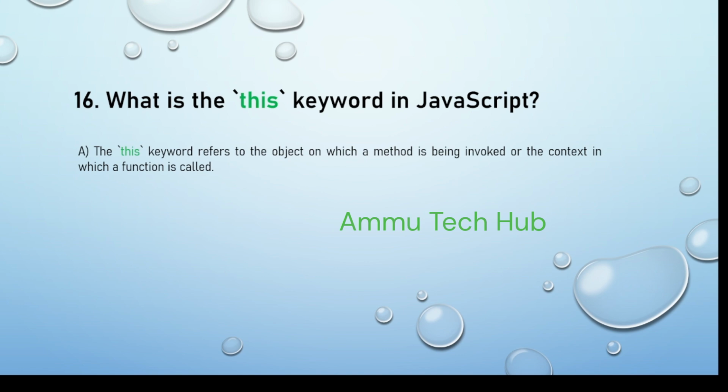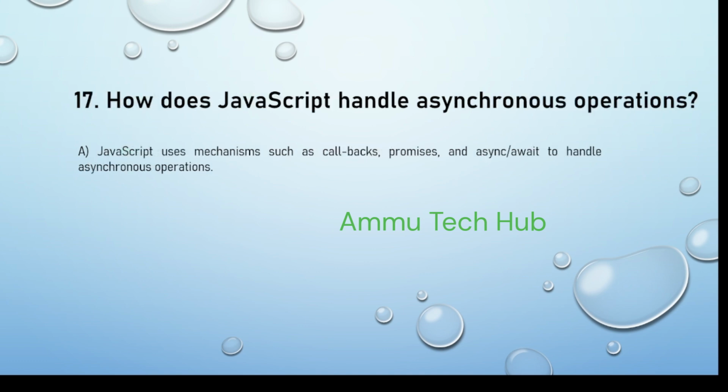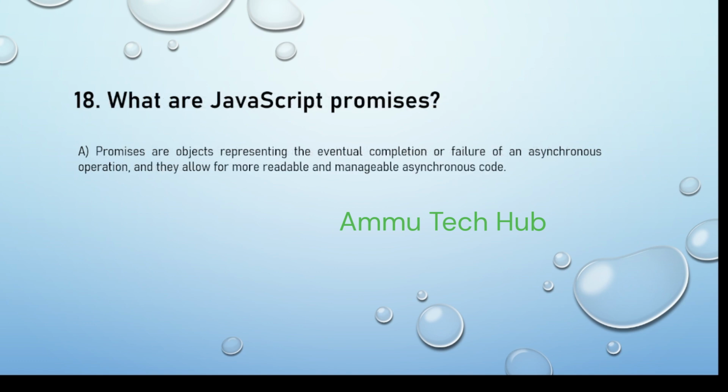What is the this keyword in JavaScript? The this keyword refers to the object on which a method is being invoked or the context in which a function is called. How does JavaScript handle asynchronous operations? JavaScript uses mechanisms such as callbacks, promises, and async/await to handle asynchronous operations. What are JavaScript promises? Promises are objects representing the eventual completion or failure of an asynchronous operation, and they allow for more readable and manageable asynchronous code.